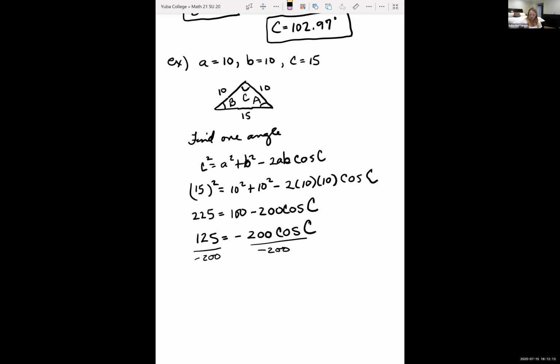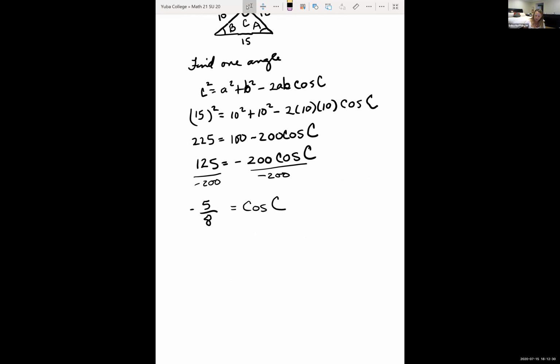Well, 25 goes into both of those. 25 goes into the top 5 times. It's negative. And it goes into the bottom 8 times. Equals cosine of C. So we're looking at the cosine inverse of negative 5/8 equals C. So cosine inverse negative 5/8.